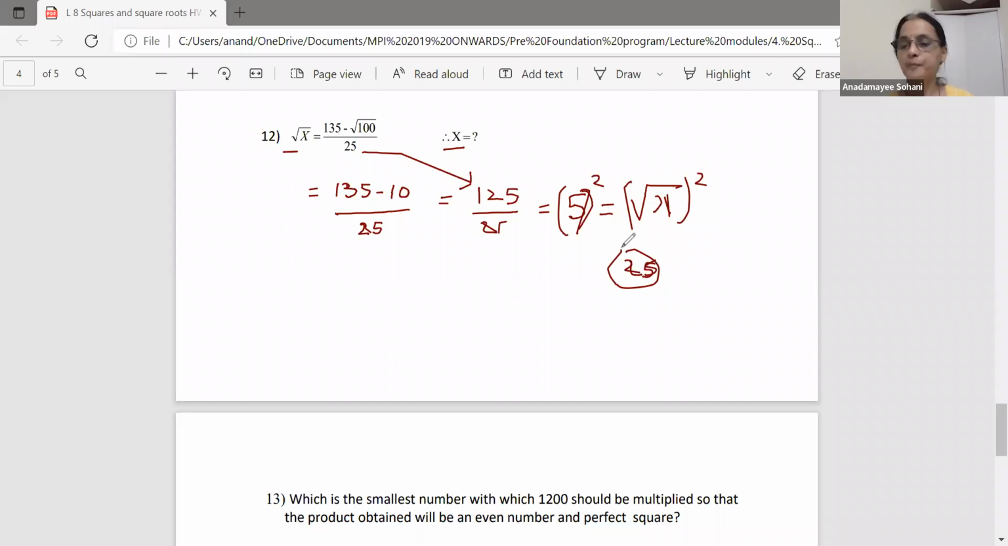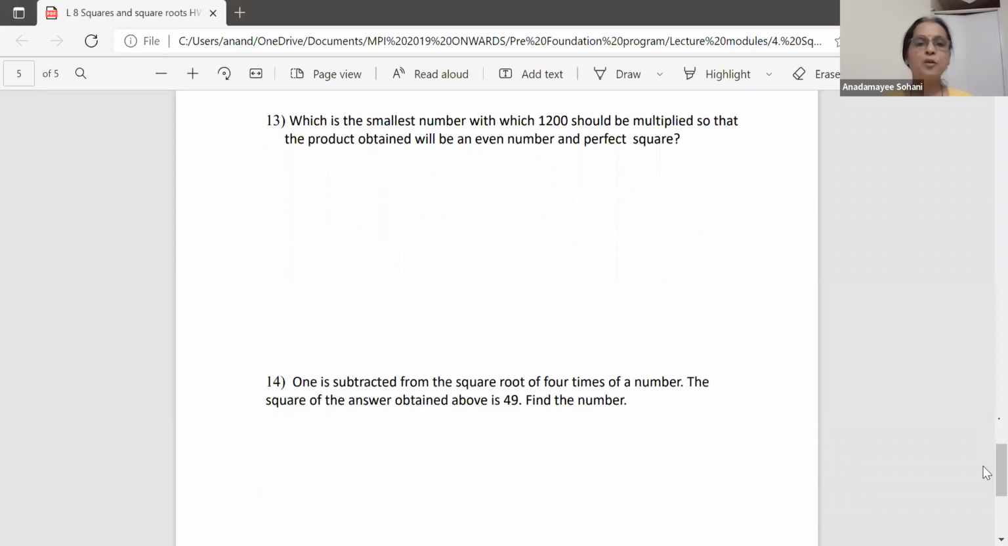Okay. Next question. I have purposely kept more questions in this exercise because you need a lot of practice. That is one thing. And secondly, I thought we can squeeze so many questions in 1 hour. So I have kept 15 questions for this set.